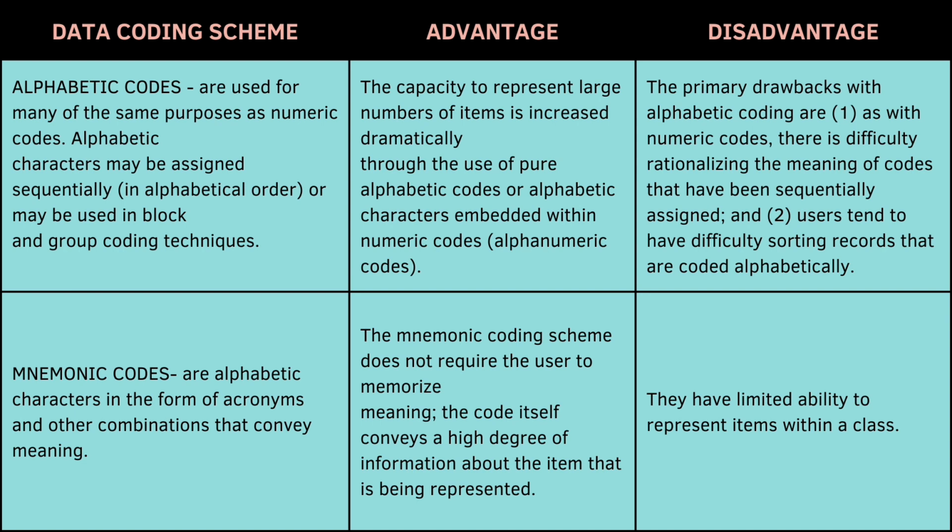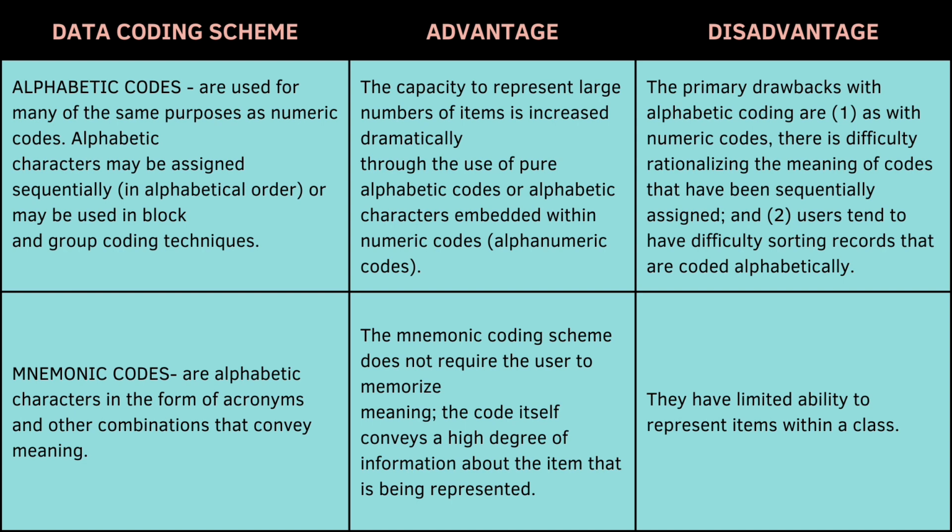Next, we have mnemonic codes. Mnemonic codes are alphabetic characters in the form of acronyms and other combinations that convey meaning. So, dito naman, acronym yung nagamit na madaling matandaan o kaya madaling ma-identify yung meaning nila. So, mnemonic coding scheme does not require the user to memorize meaning. The code itself conveys a high degree of information about the item that is being represented. So, here, hindi natin kailangan mag-memorize because the code itself represents the information of the item. So, mas madali nating matandaan yung code.